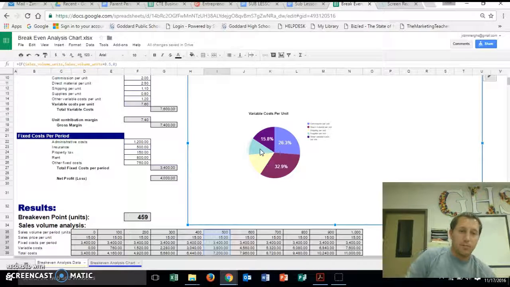Once you're done with that, you're done with your break-even analysis, and you can start projecting what you would make based on this kind of information. And then the question you would want to ask is: is this reasonable? Is this realistic? Okay. So that's all I'm going to talk about today.